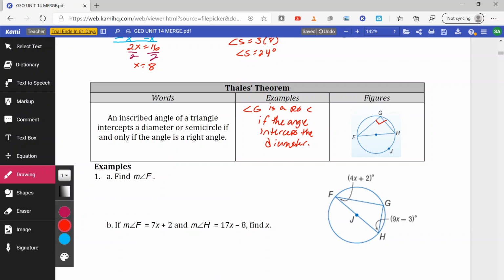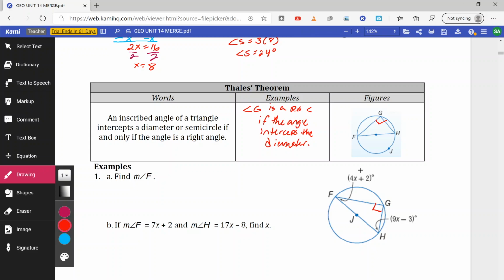So here we need to find the measure of angle F in this given triangle. Again, we have circle J, a diameter running through it, FH, and angle G. According to Thales' theorem, because the inscribed angle creates an arc that is created by the diameter, angle G is the inscribed angle, therefore FH is the arc. So we have an inscribed angle creating a right triangle, and we know that the angle measurements in a triangle add up to 180 degrees. So to figure out the measure of angle F, I have to add up all my angles and get it equal to 180 degrees.